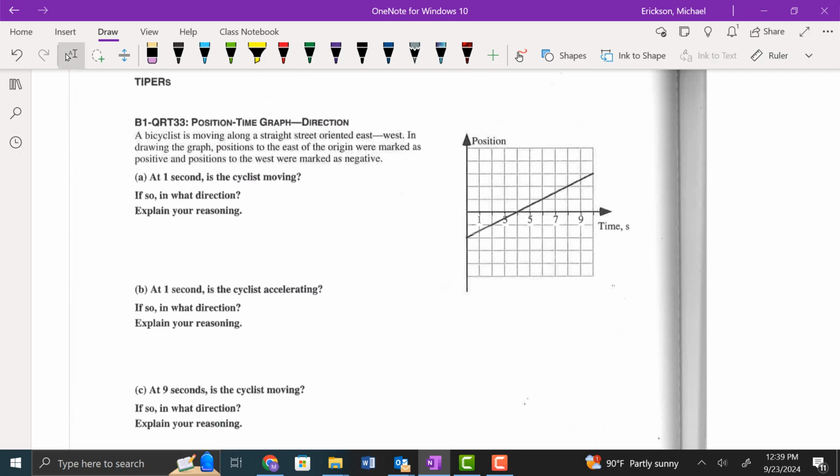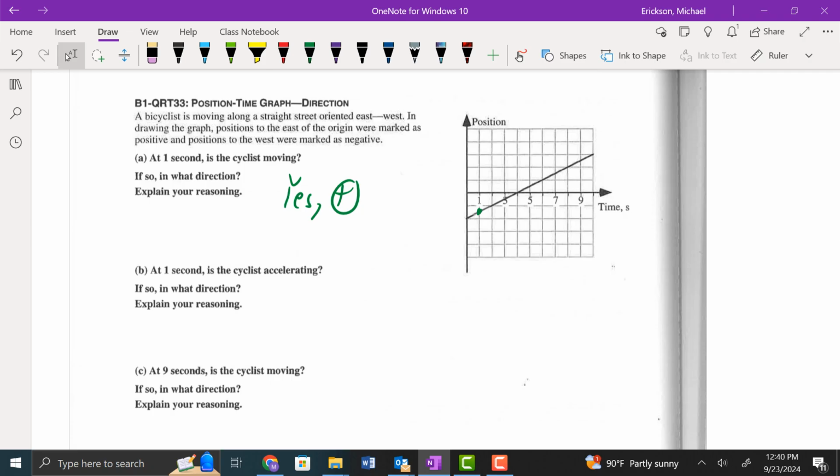All right, next page. Once again, you should write this out before we work on it together. So we've got a position time graph, and we've got the cyclist moving. They're going to ask us, are they moving or accelerating, and in what direction? So at 1 second, yes, they're moving in the positive direction. And how I know is because my slope is positive and it's not flat. If it's flat, then I'm not moving. If it's a slope, I am moving.